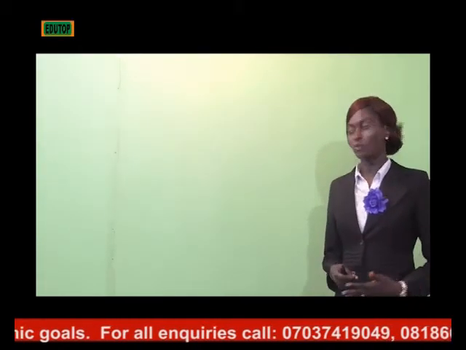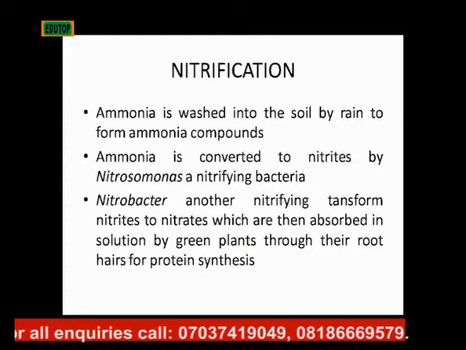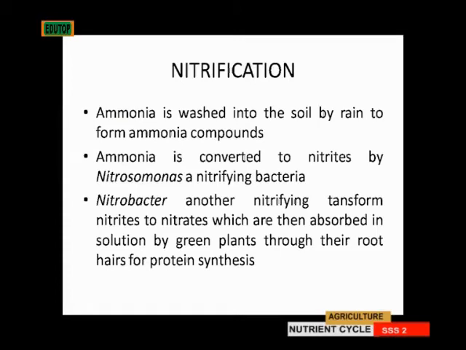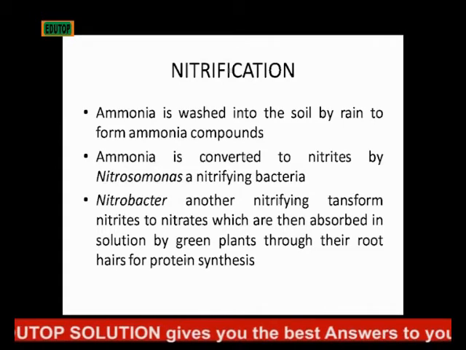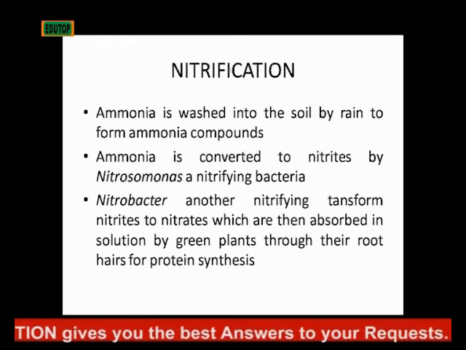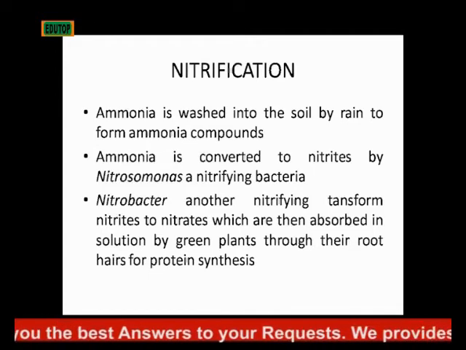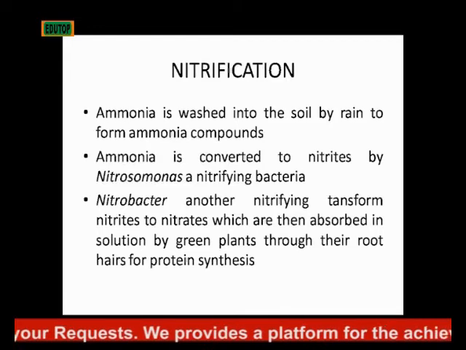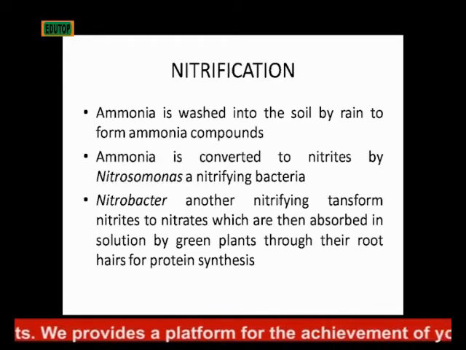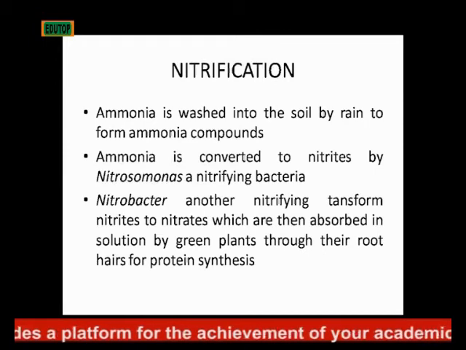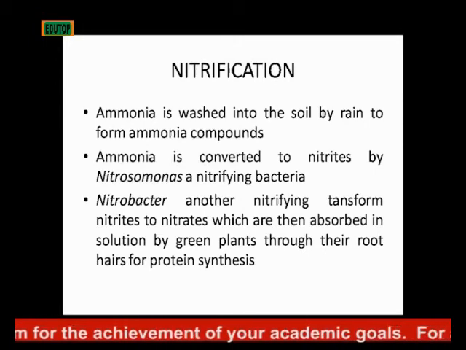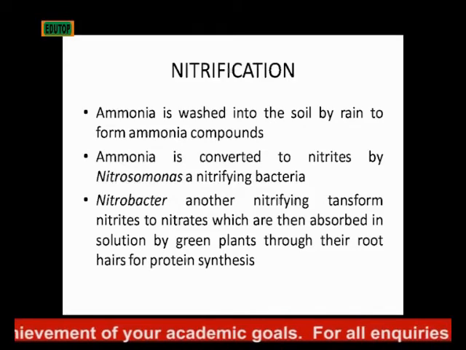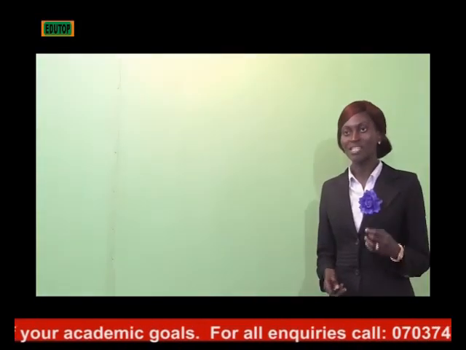Then nitrification. Ammonia is washed into the soil by rain to form ammonia compounds. Then the ammonia is converted into nitrites by nitrosomonas, a nitrifying bacteria. Then nitrobacter, which is another nitrifying bacteria, transforms nitrites to nitrates, which are then absorbed into solution by green plants through their roots. The nitrates now are getting to the plants from the soil. So the green plants absorb nitrogen in form of nitrates into their roots for protein synthesis.